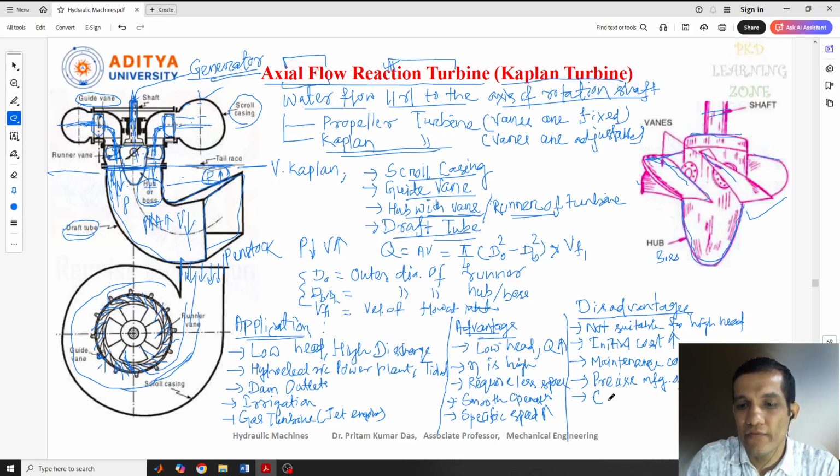And cavitation formation will be there. To avoid cavitation, we need to always keep managing the pressure. That is one big task. So there will be some pressure risk or cavitation risk in this turbine also. So these are the advantages and disadvantages of this turbine, and there are some applications. And as I told you the working principle, I hope you understand.